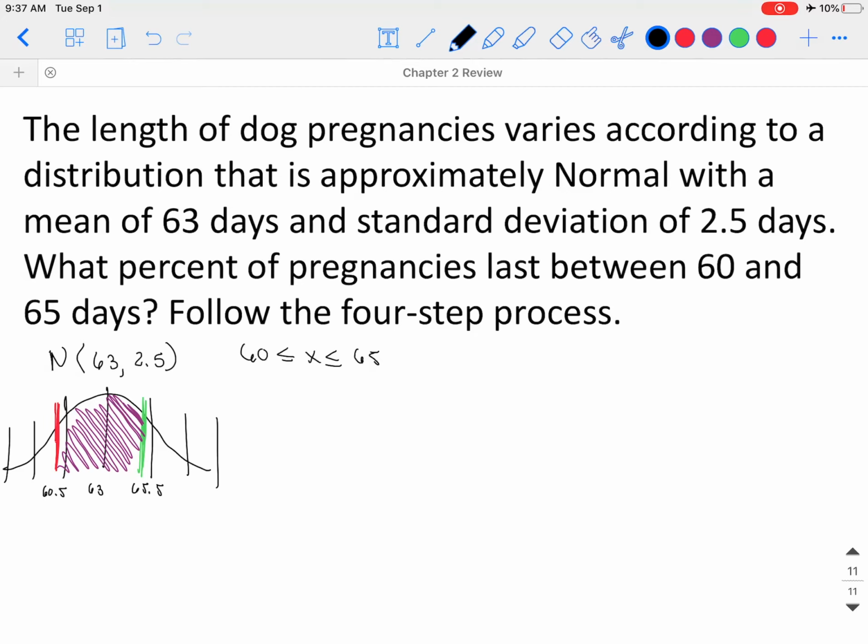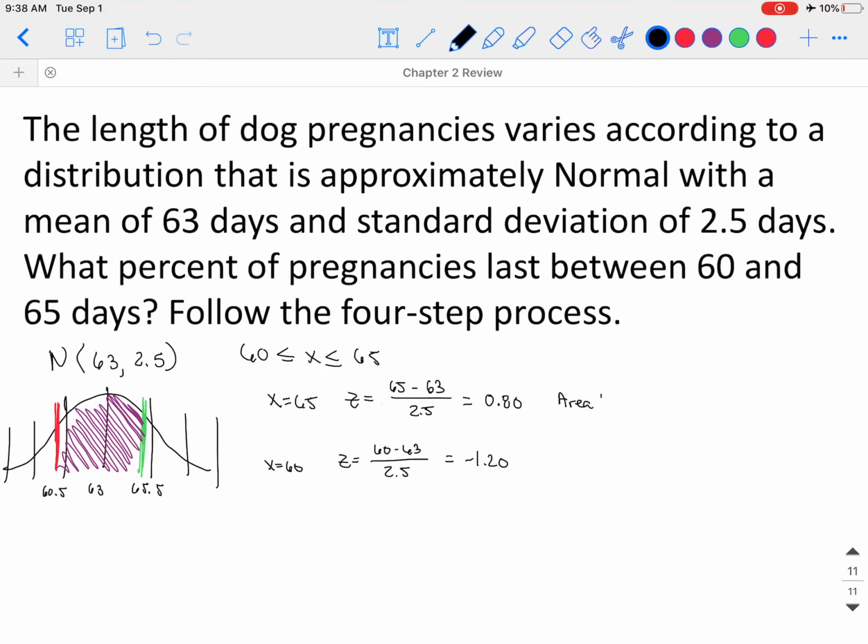For the do part, we would actually do the calculations. So we're going to look when x is 65 and when x is 60, we are going to find the z-score. Remember, it's x minus mu over sigma. So a z-score when x is equal to 65 would be 0.80, which makes sense because we said it's a little less than one standard deviation above. And for the z-value for 60, we would have minus 1.20. Again, we said it's a little more than one standard deviation, so this should make sense.